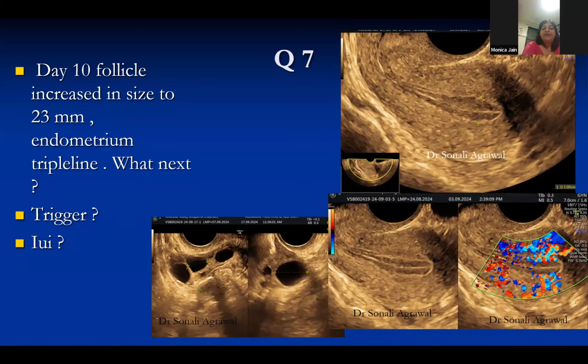But first, we will see the perifollicular blood flow. If it is good and the follicle is nice, then we can go for trigger. IUI we can do or not, but trigger I will give.